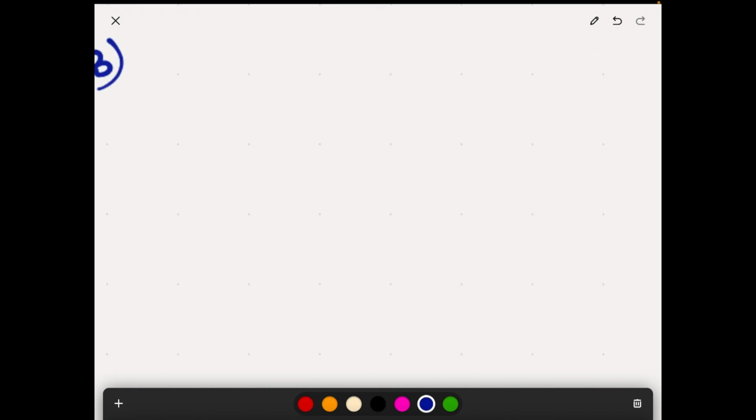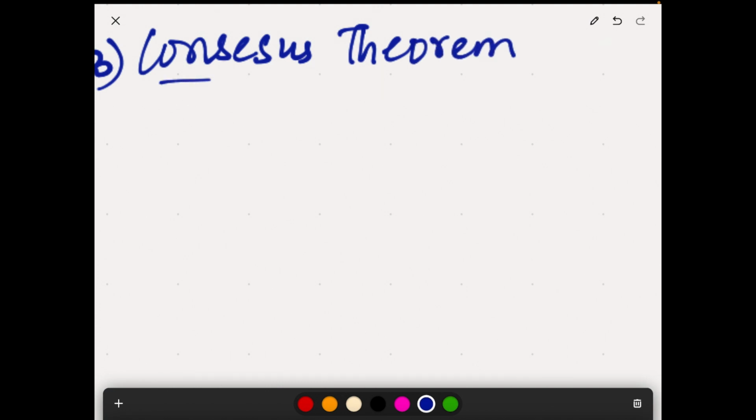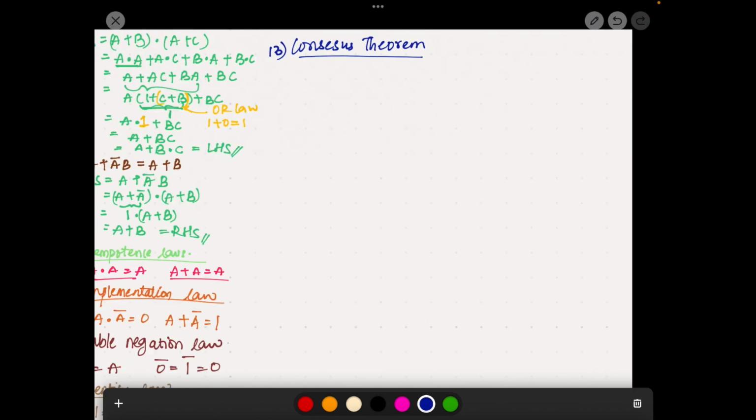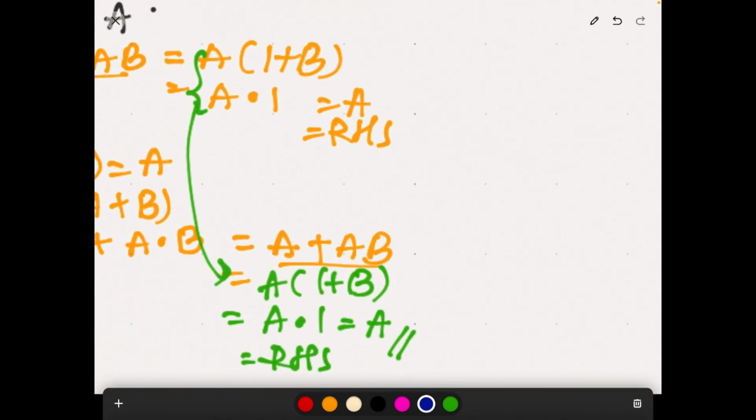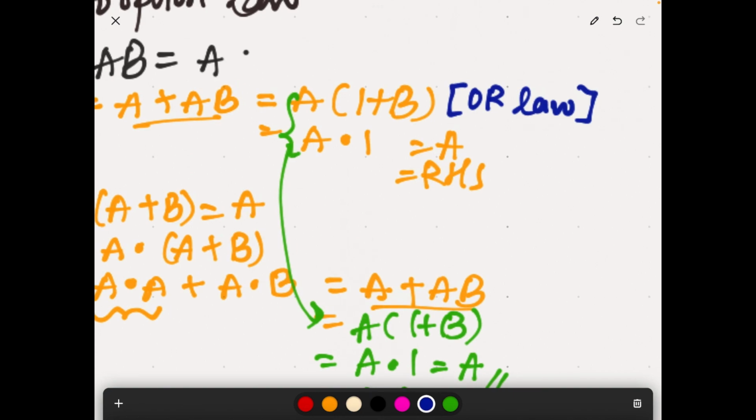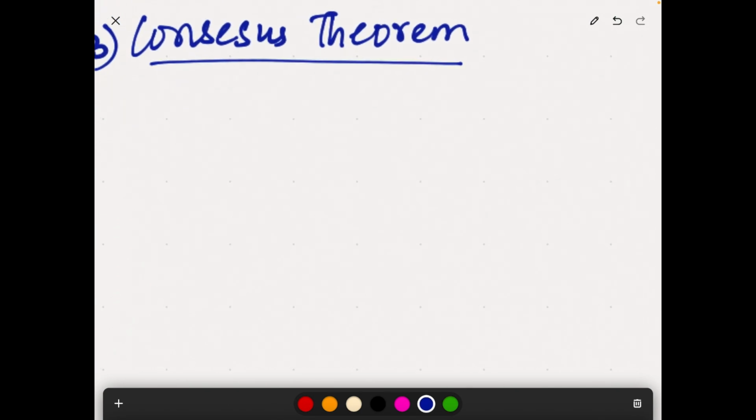Next we move on to the consensus theorem. Important here is that you'll be able to use all of the laws mentioned. When I am explaining this to you, I am not writing in the brackets how I suddenly removed this, or how 1 plus B became 1, because we are using the OR law. But you must mention this in brackets, because if they end up asking you this in the exam for 2 marks, they know you'll be able to do it. This is not even 4 steps, it ends at the third step. So they will look for this. Be aware and write down explanations. So in general you need to write them.